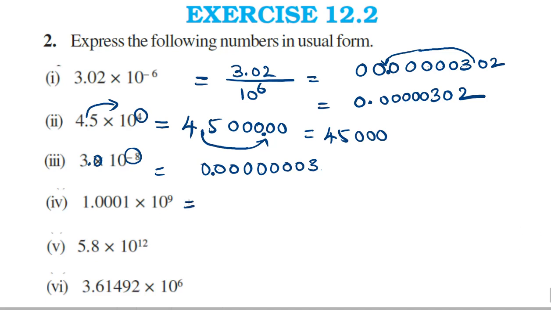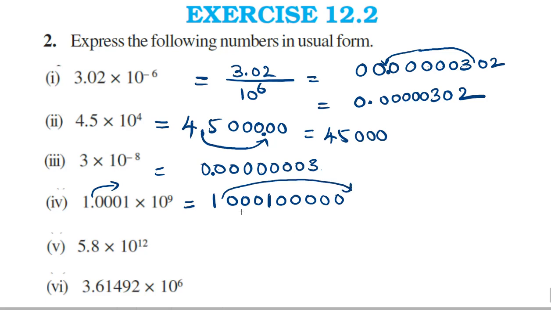Next, fourth one. 1.0001 times 10 to the power of 9. Here, as the exponent is positive, we need to move the point to the right side. How many digits? 9 digits. Here 10001 we have. So how many digits do we need to move? 9 digits or 9 places. Here already we have 1, 2, 3, 4 places. So 1, 2, 3, 4. The remaining 5 we write as zeros. 1, 2, 3, 4, 5. That's it. So the point will be moved 1, 2, 3, 4, 5, 6, 7, 8, 9 places.